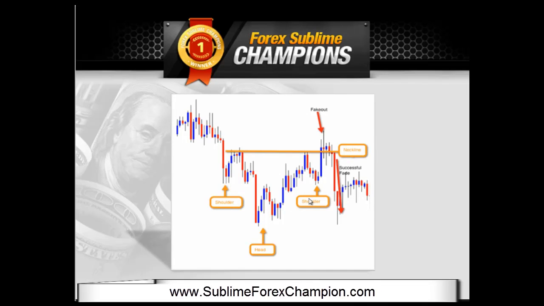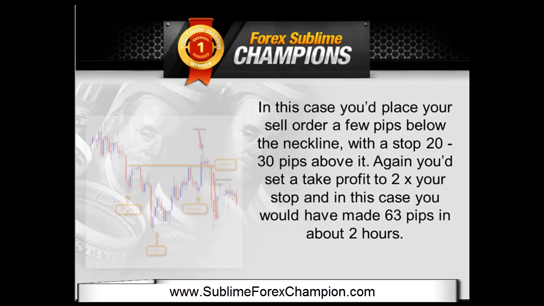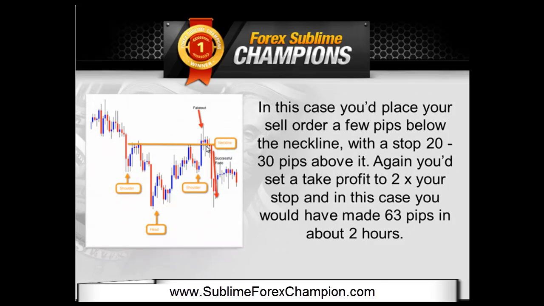To most traders, this is an indication that the currency will break out above the neckline. In this case, and in many cases, the breakout was actually a fakeout, and as those traders are losing out, you can successfully trade the fading breakout. In this case, you'd place your sell order a few pips below the neckline, with a stop 20 to 30 pips above it. Again, you'd set a take profit to 2 times your stop, and in this case, you would have made 63 pips in about 2 hours.